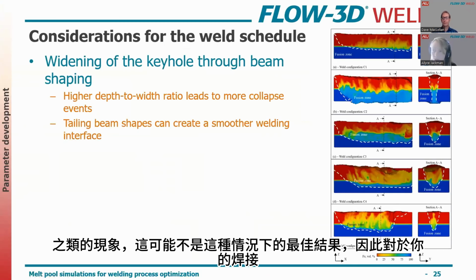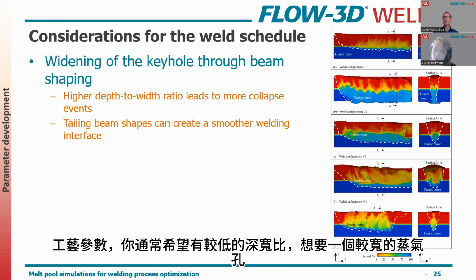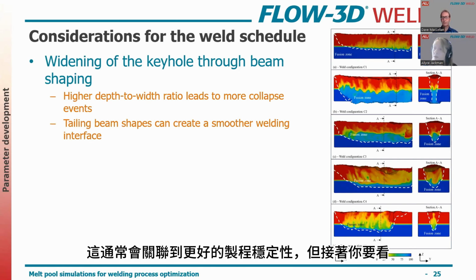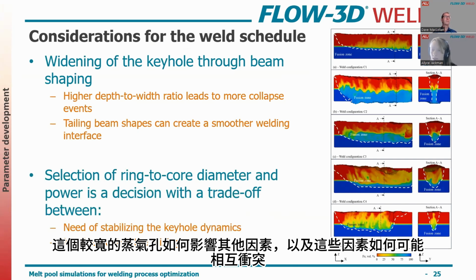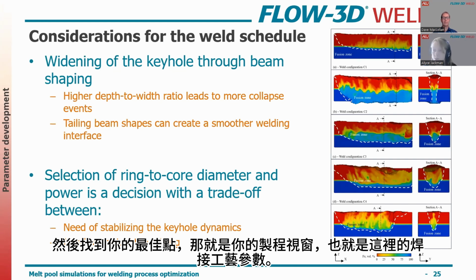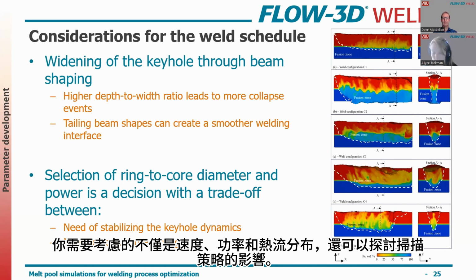So considerations for your weld schedule. You want to usually have a lower depth to width ratio. You want to have a wider keyhole that typically will relate to better process stability, but then you want to look at how that wider keyhole is affecting other things, and how those might be in contention, and then find your sweet spot. So that's your process window, and that's your weld schedule that you have to work with.